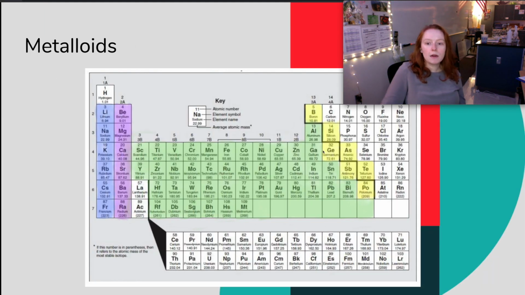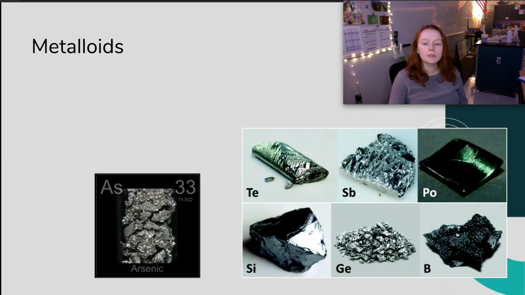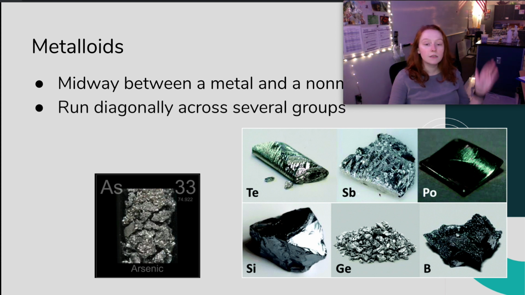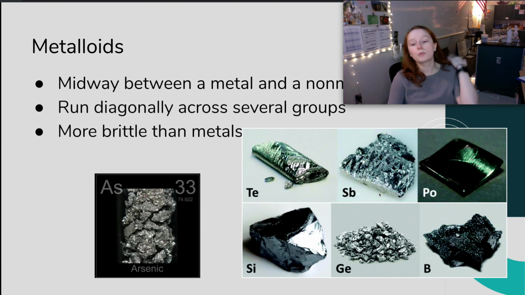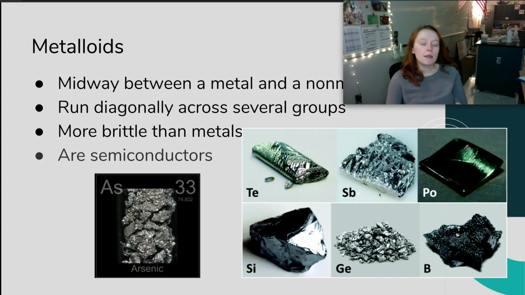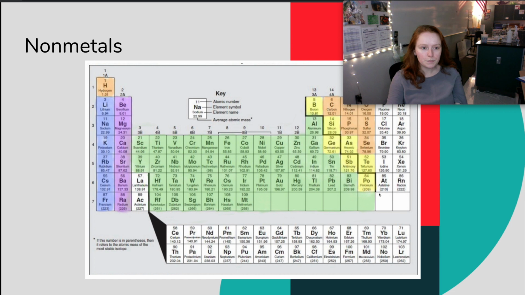Next, we have the metalloids highlighted here in yellow. Some scientists disagree about these final few, polonium and tellurium. I classify them as metalloids personally. They are midway between a metal and a non-metal. They run diagonally across several groups, and they have more brittleness than metals. So if you were to take silicon and smash it with a hammer, it would shatter, whereas if you did that with gold, it would kind of just squish. They are semiconductors, meaning that they do conduct electricity, but not very well.